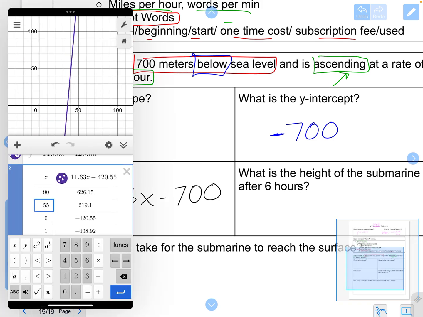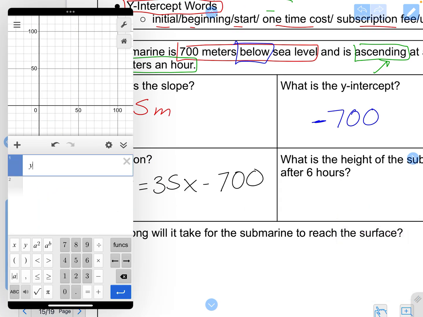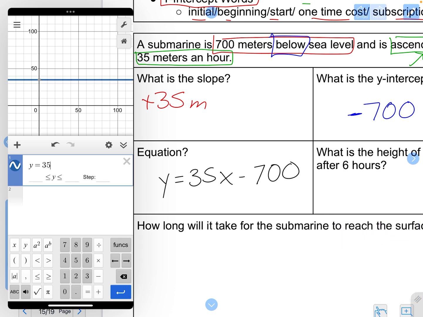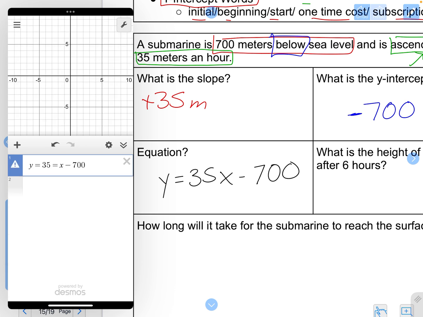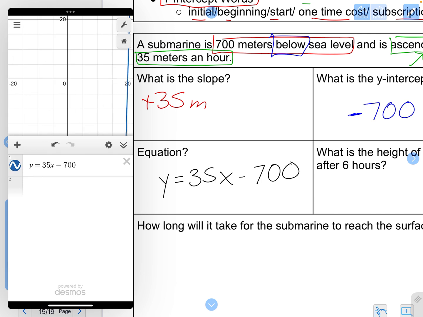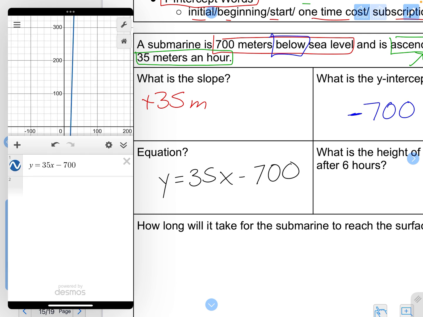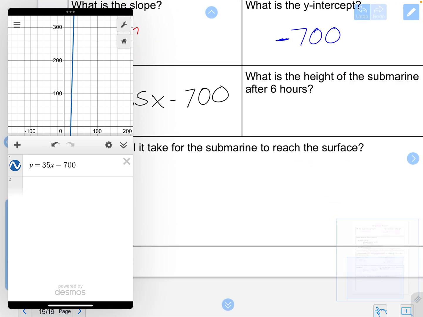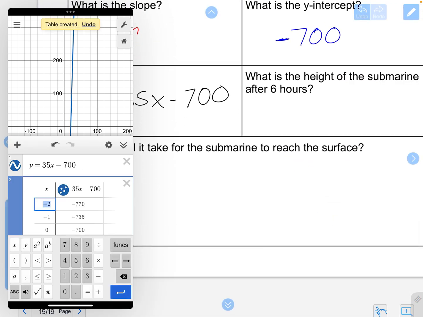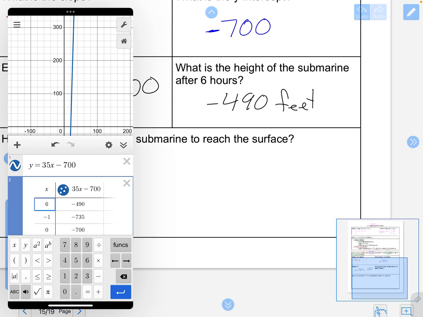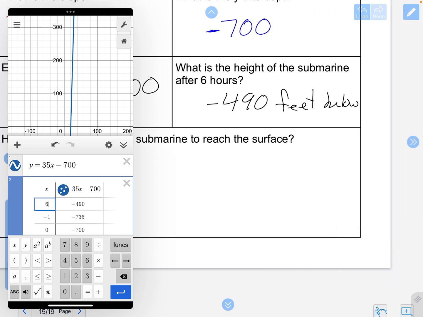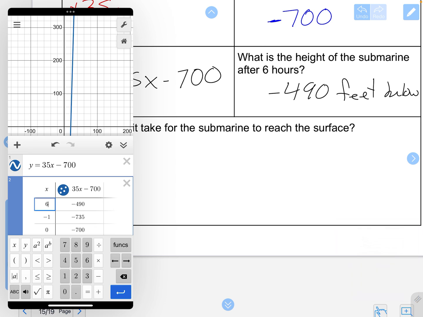So now we're going to take our equation that we just created, y equals 35x minus 700. Oh, I didn't put my x in there. If you get lost, always hit your home button. Sometimes we're going to have to zoom out for this data, but it wants to know the height of the submarine after 6 hours. So I'm going to hit my table. I'm going to type in 6. So they are negative 490 meters below sea level after 6 hours of coming up.